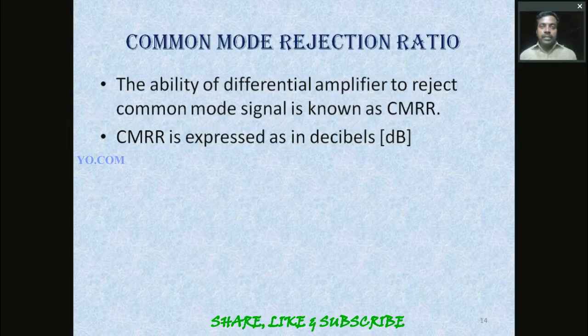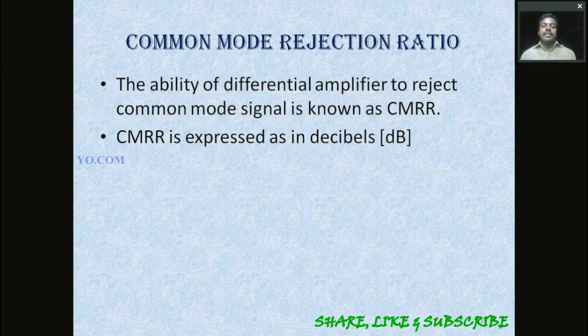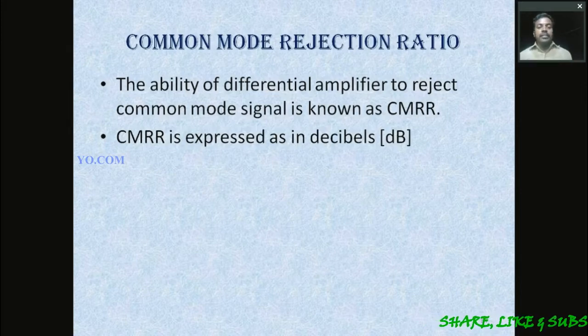If the inputs are the same, the output should be 0, but if we have some voltage, that is a common mode signal. Okay, so a differential amplifier is a very good amplifier. It can reject the common mode signal. That means in common mode the output should be 0. Okay, so the CMRR is expressed in decibels. Gain is always expressed in decibels, and CMRR is also expressed in decibels.